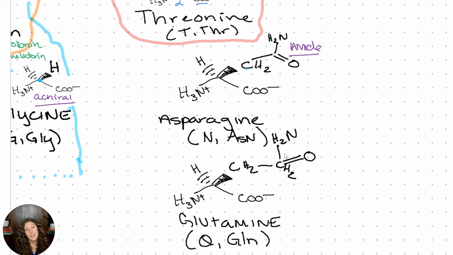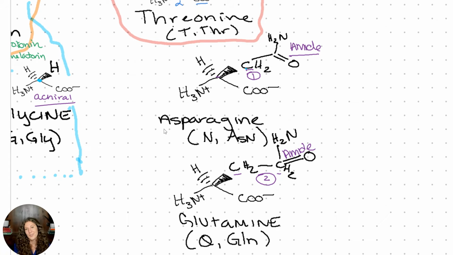And we can see that glutamine also has an amide group here. Asparagine, glutamine, a nitrogen plus a carbonyl. The only difference is that asparagine has 1 carbon and glutamine has 2. So that's how we differentiate. We look for the amide first, and then is there 1 carbon in between the amide and the chiral carbon, or 2? And if it's 1, it's A. If it's 2, it's G.